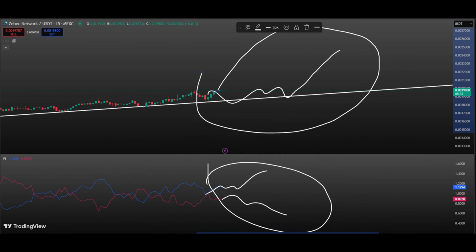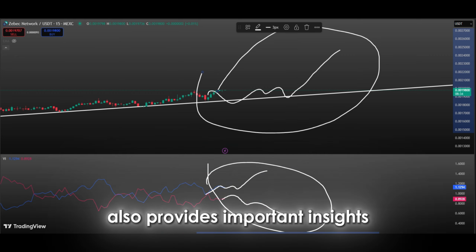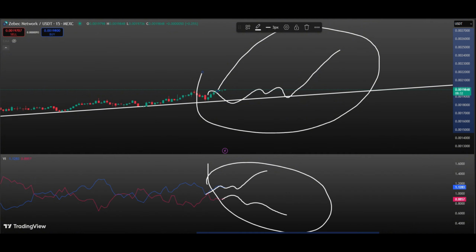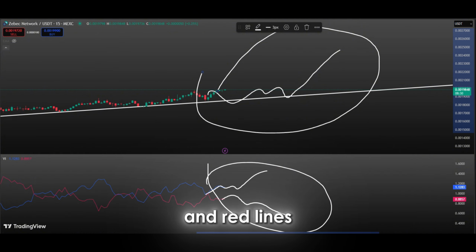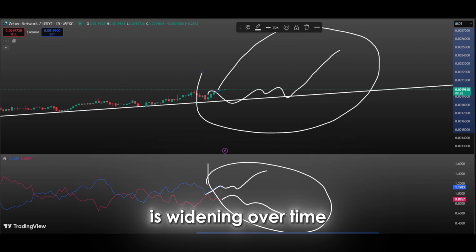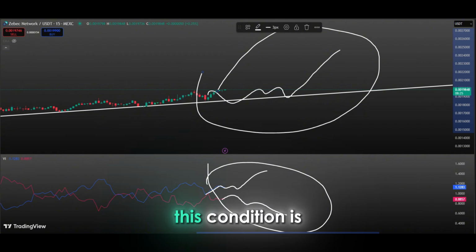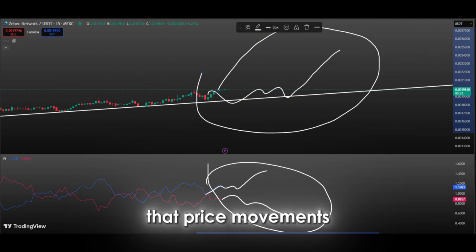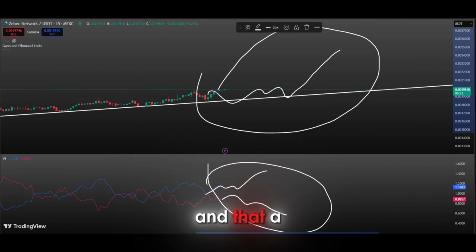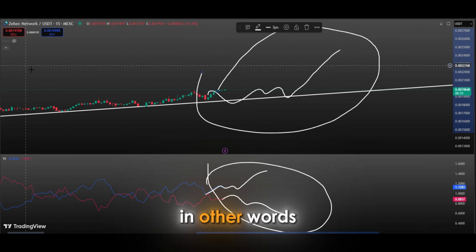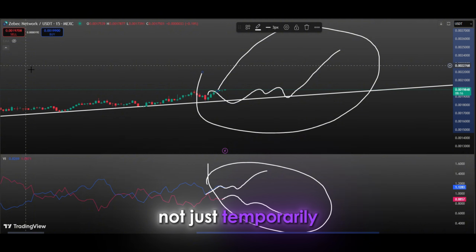This kind of setup typically indicates either the beginning of a new uptrend or the continuation of an existing one. The distance between these two lines also provides important insights. If there is a clear gap between the blue and red lines, and that gap is widening over time, it implies that upward pressure in the market is increasing. This condition is a technical signal that price movements are built on solid ground and that a sudden correction is not expected.